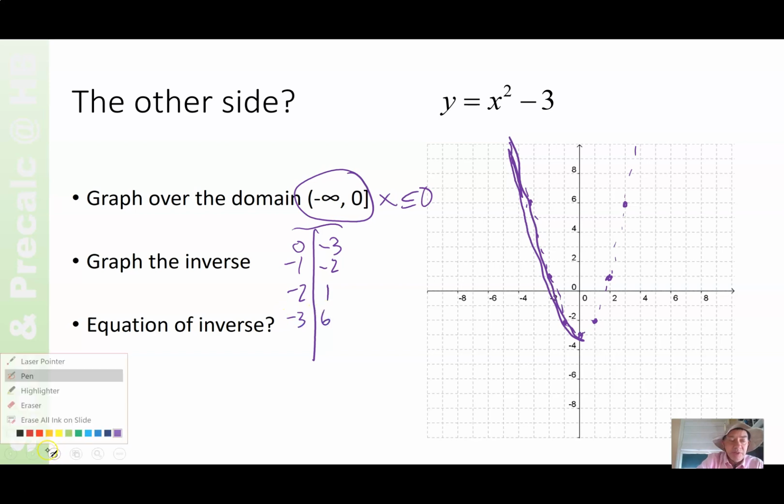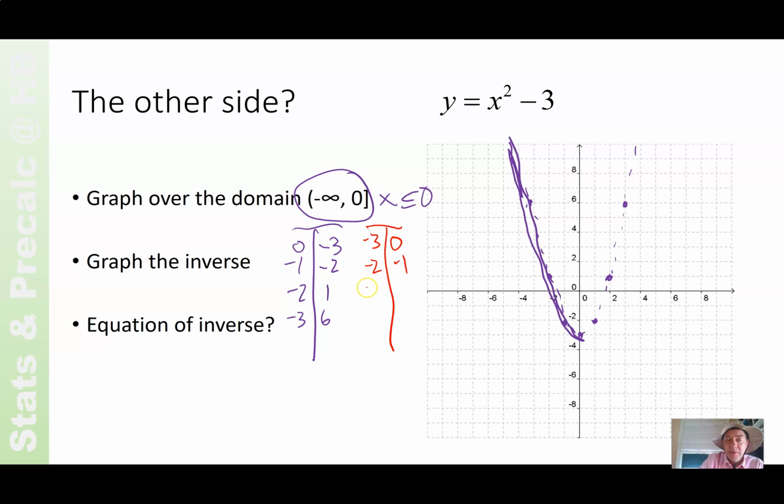So on my inverse, I'm looking at (negative 3, 0), (negative 2, negative 1), (1, negative 2), and (6, negative 3). We're looking at that half, and you see that it is indeed the reflection of the other one.